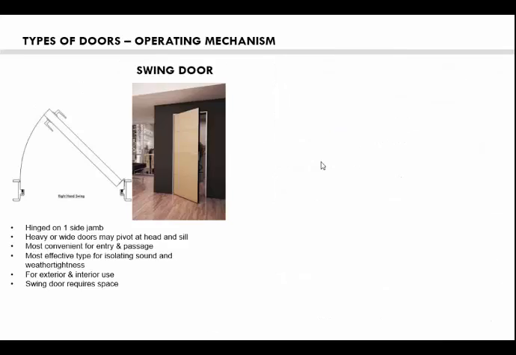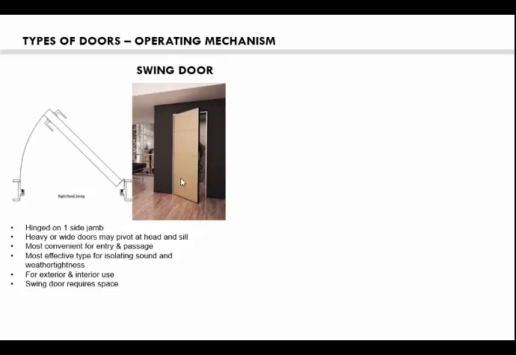So the first one that we're going to go through is a swing door. Swing door is pretty easy. You have seen it and used it many times before in your drawings. Usually on plan, we will draw this swing line to indicate the direction of the swing. The door jams at the side, and the swing door is hinged on one side.